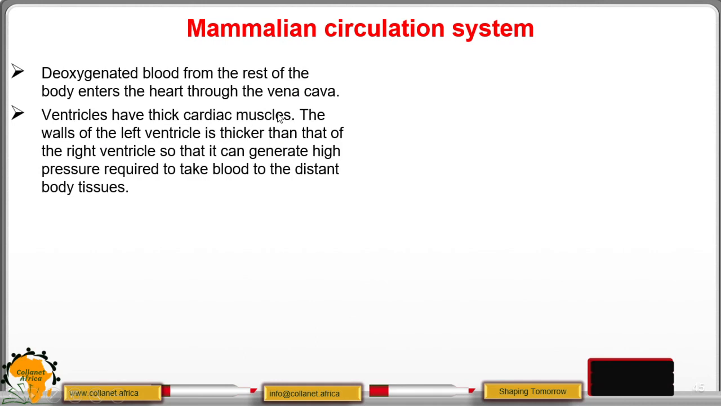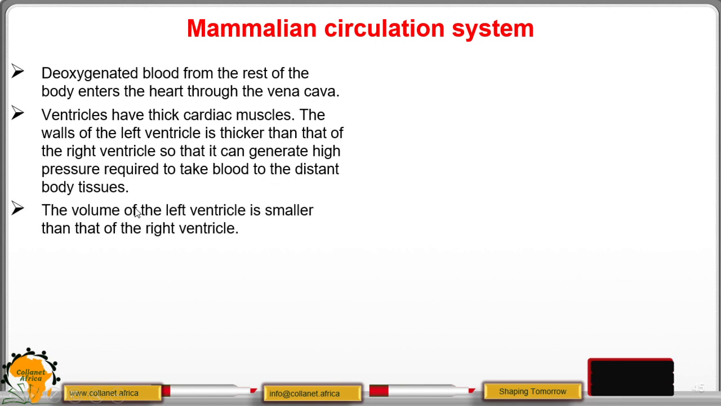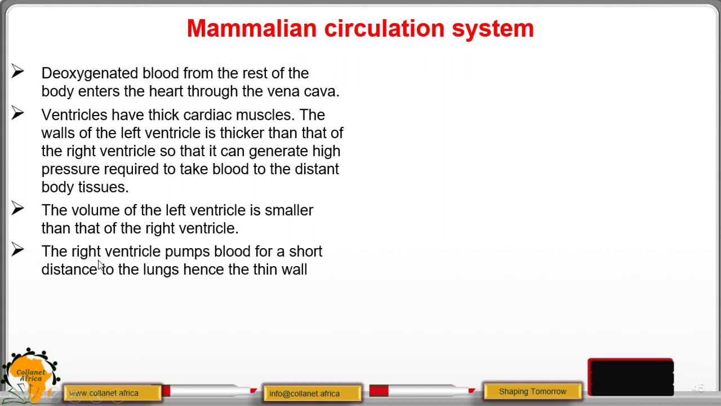Ventricles have thick cardiac muscles. The wall of the left ventricle is thicker than that of the right ventricle, so that it can generate a high pressure required to take blood to the distant body tissues. The volume of the left ventricle is smaller than that of the right ventricle. The right ventricle pumps blood for a short distance, just to the lungs, hence it has a thin wall.